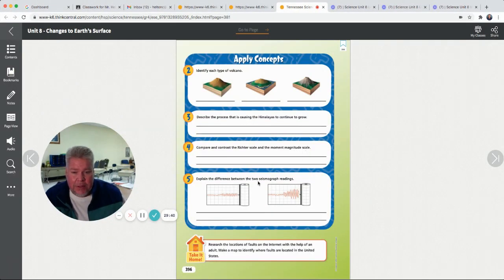Explain the difference between the two seismograph readings. So if you were to look at a seismograph, imagine the bigger the wave, the greater the size of the earthquake, the magnitude of the earthquake. So this one, yeah, the ground shook a little bit, but look at this one. It shook, whoa, it shook a lot. So this would be a seismograph reading of an earthquake with a larger magnitude.